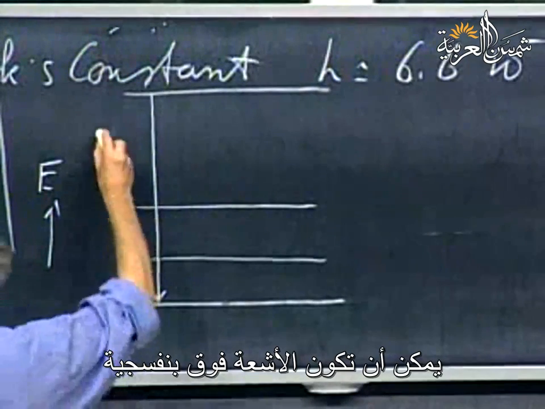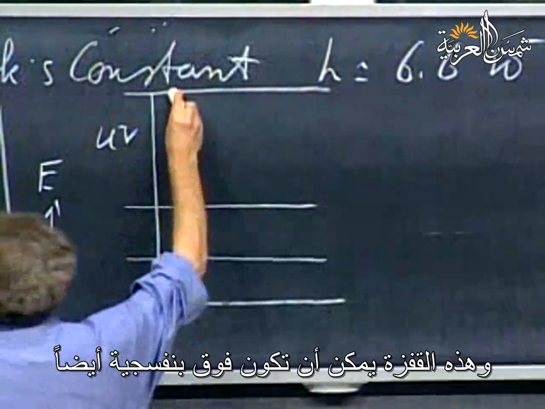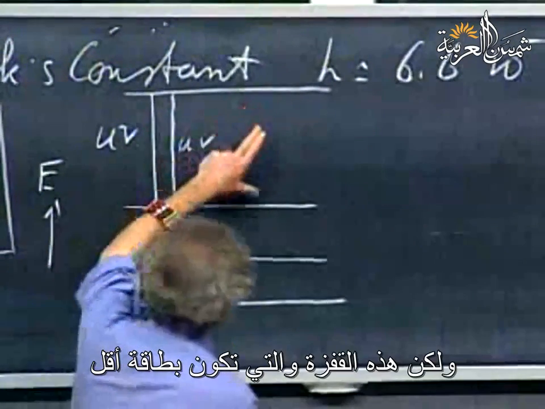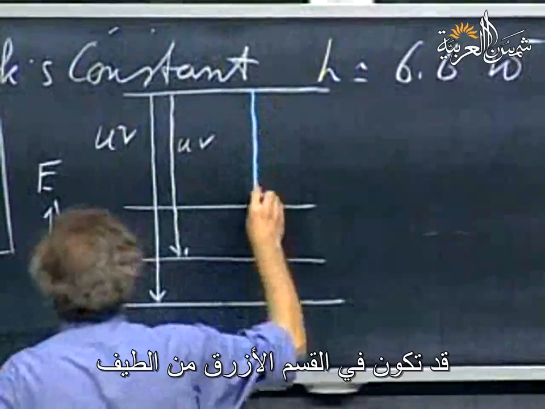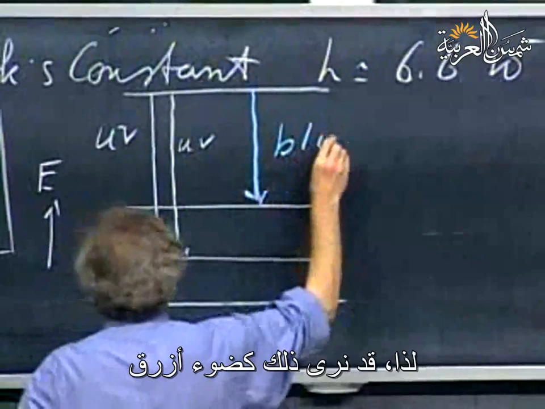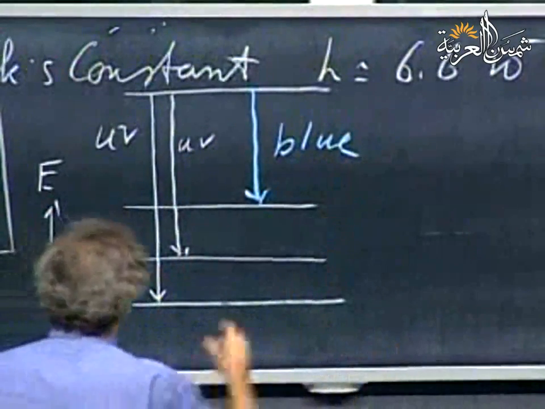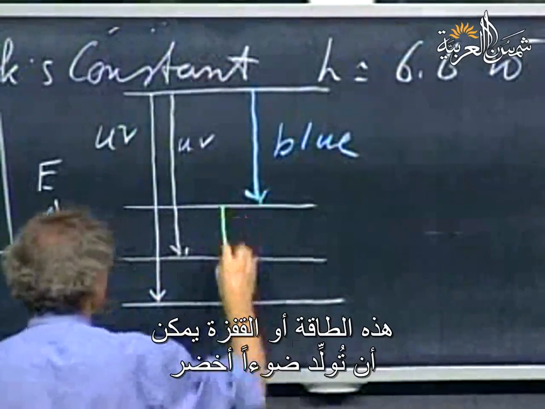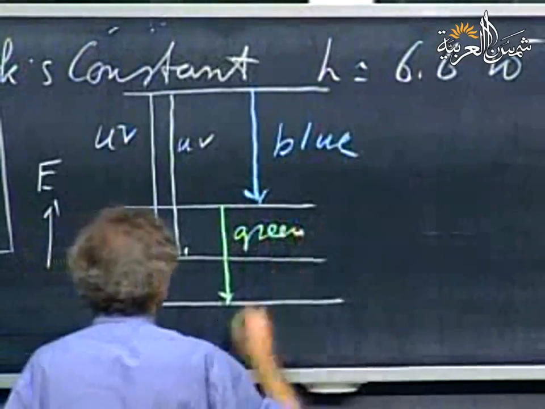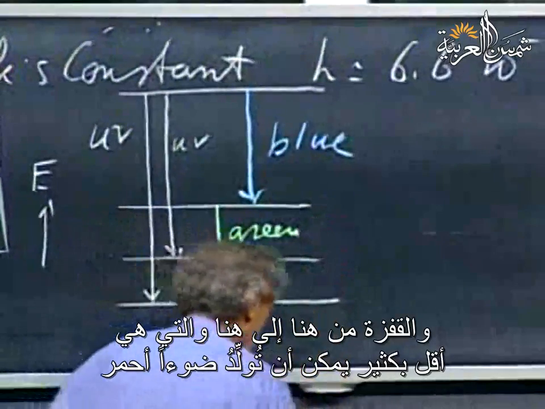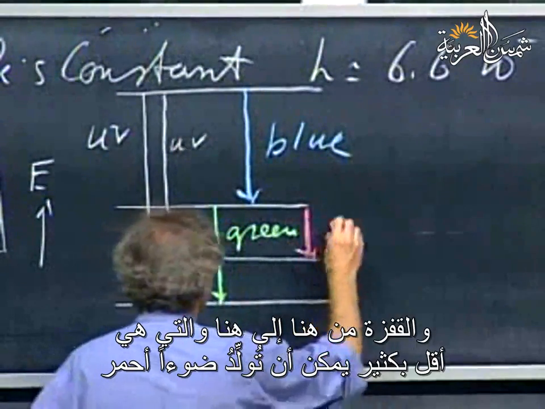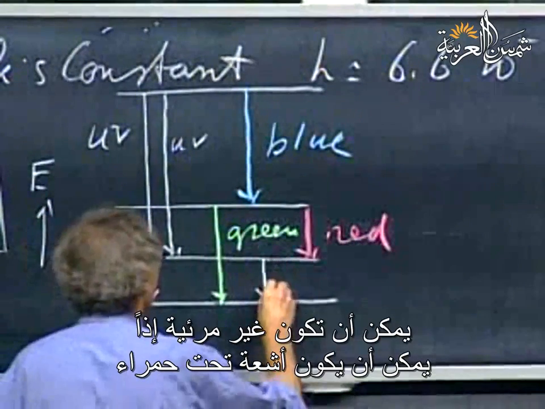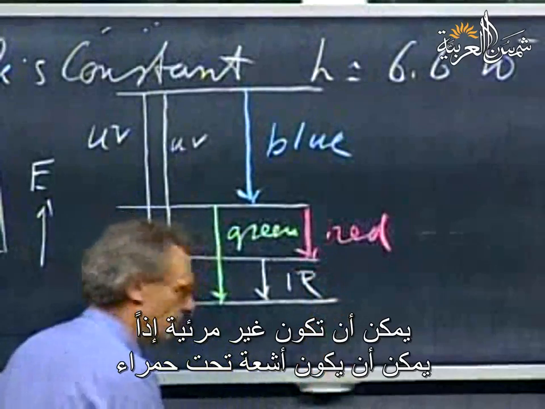It could be ultraviolet. And this jump may still be ultraviolet. But now this jump, which is a little less energy, that may be in the blue part of our spectrum. So we may see this as blue light. And this one, which is a little less, then this jump may generate green light. And the jump from here to here, which is even less, may generate red light. And the jump from here to here, which is even less, may again be invisible. So this may be infrared.